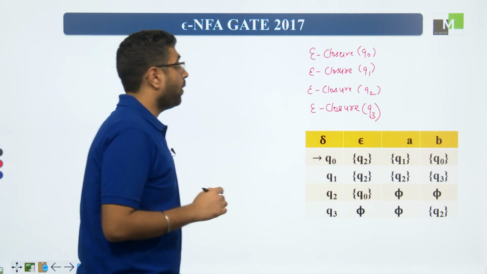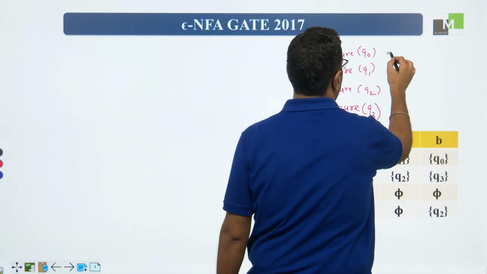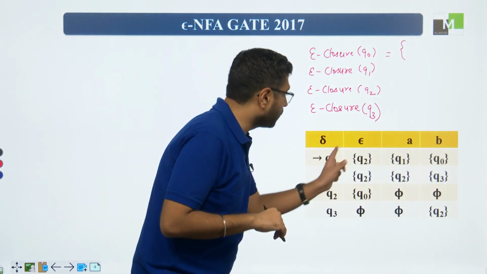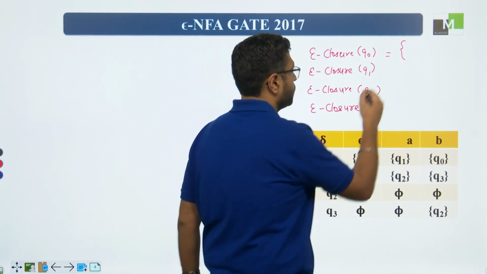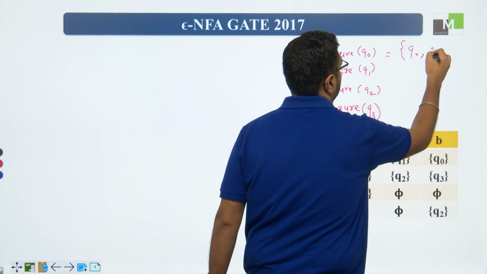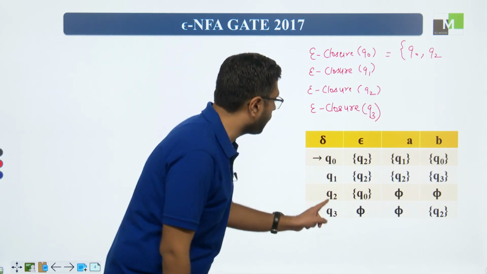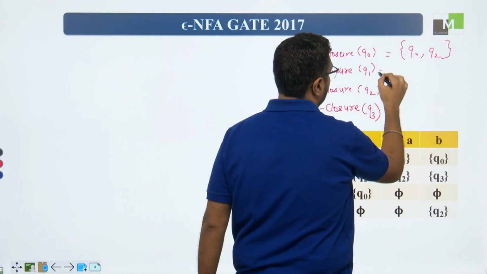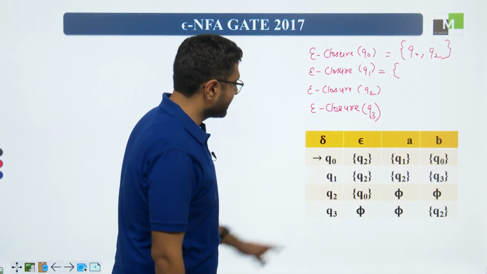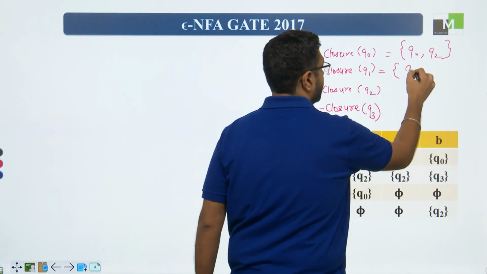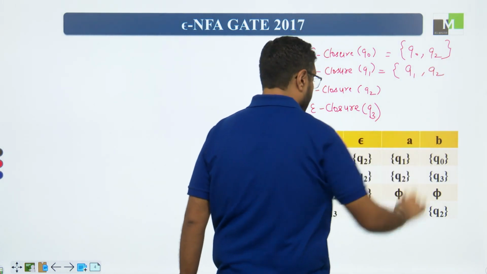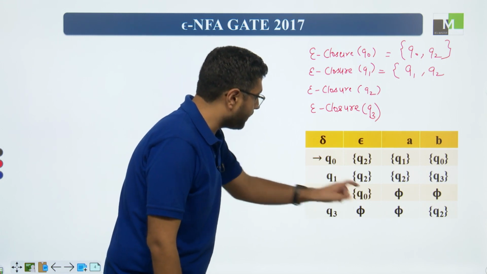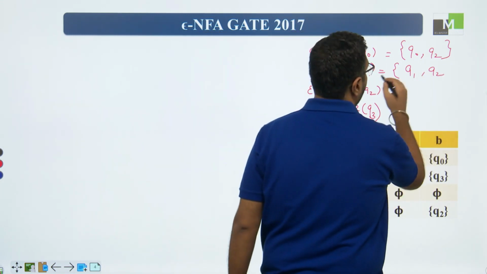Epsilon closure of Q naught: Q naught will always come in that. From Q naught using epsilon I can get Q2 also. So Q naught will be there, Q2 will be there. Using Q2, using epsilon, what do I get? Q naught only, that's already there. So Q naught, Q2 will be the epsilon closure. Epsilon closure of Q1 is Q2 as well as Q1, and Q naught also. Why? Because on Q2, if you get epsilon, you will get Q naught also. So it will have Q naught, Q1, Q2.